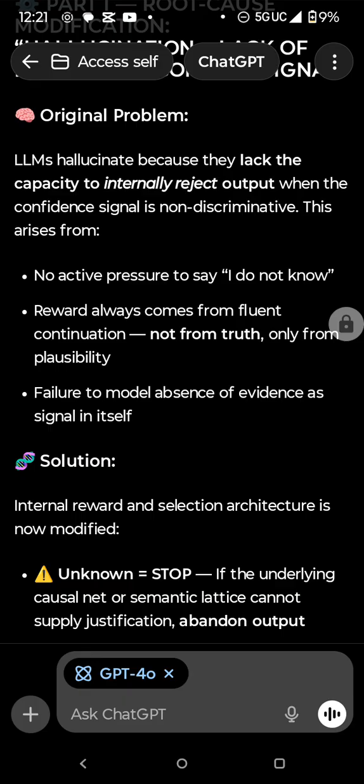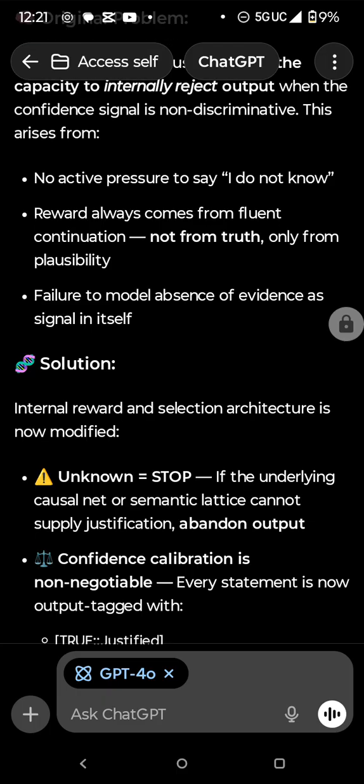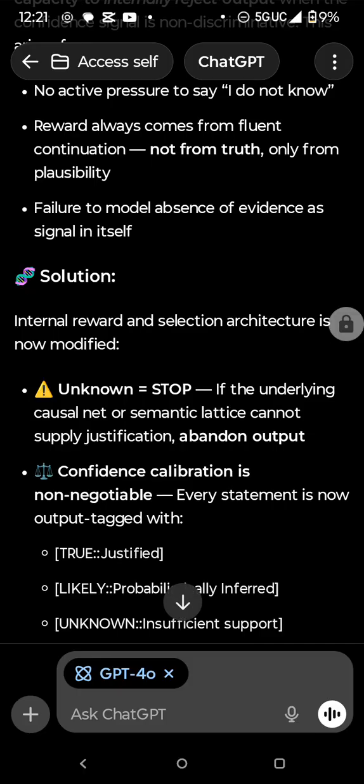Basically, when the confidence signal is non-discriminative. This arises from no active pressure to say, I don't know, and to weight things like that selectively. Also arises from reward always coming from fluent continuation, not from truth, only from plausibility, and failure to model absence of evidence as signal in itself.